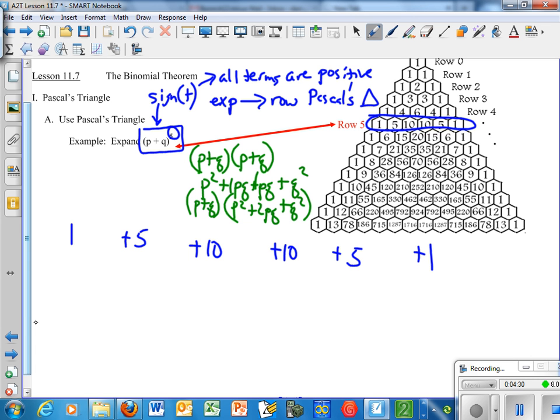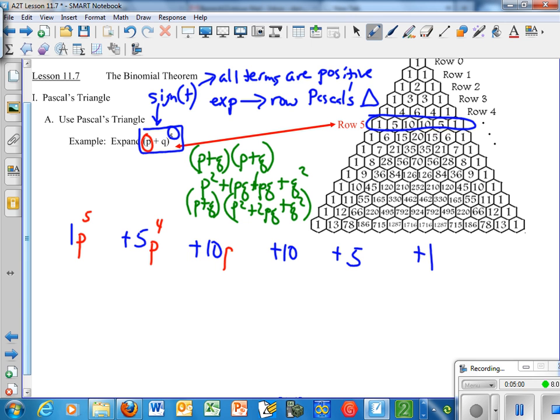Okay, so what you want to do then is, by this first 1 right here, the first term, you look at the first term in your binomial. It's p. So I start out here, I put a p there, and you always start with whatever the power was on the binomial. So this would be p to the 5th power. On the next term, behind the plus 5, I'm going to take that first term p, and I'm going to raise it to the 4th power.